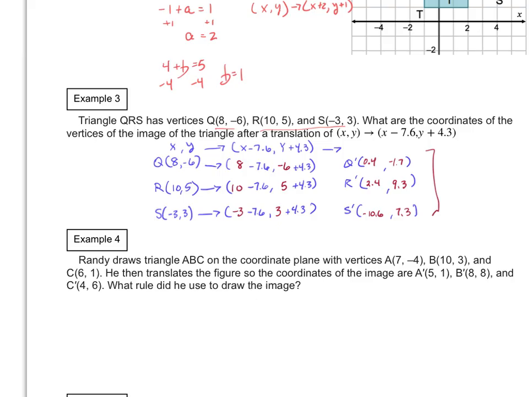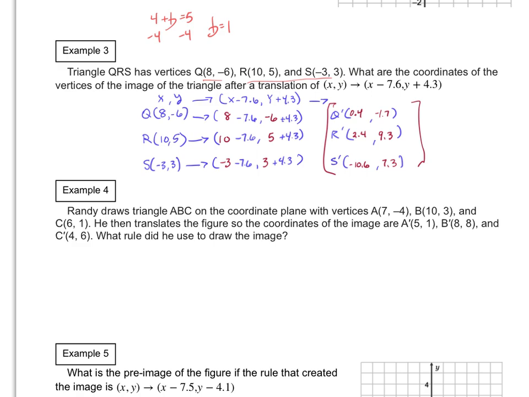Okay, again, I didn't have a graph available to me. They threw a decimal in, so it's a little bit more difficult, more challenging, but not impossible. It's just following the mathematical rules and understanding how we translate. It didn't matter that we were moving a decimal place. We were still moving the same amount. So those would be my new coordinates for triangle Q prime, R prime, S prime.